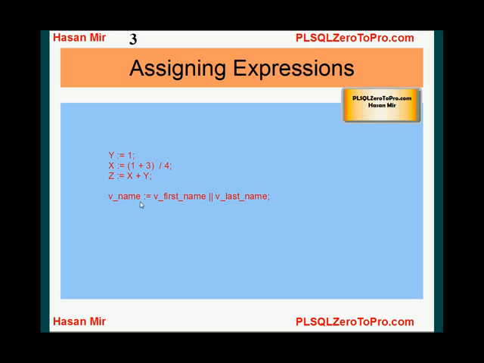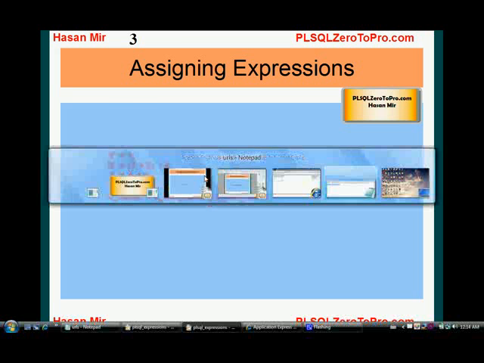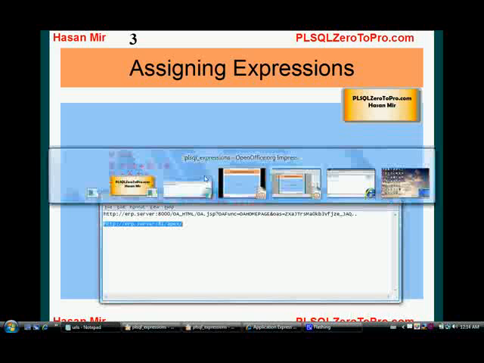So here we are combining the values in these two variables. The combined value of these two variables would go in this vname variable. Again, v first name and v last name must have a value at this time, otherwise there'll be a problem. Okay, so let me go to the actual screen.